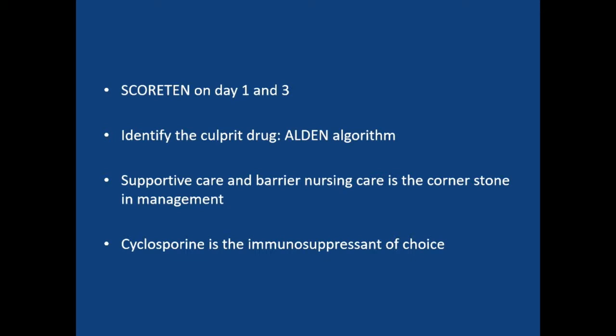It is important to prognosticate these patients: do SCORTEN on day 1 and 3, identify the culprit drug, and follow the ALDEN algorithm. Supportive care and barrier nursing is the cornerstone in management. And if you have to use an immunosuppressant, cyclosporine is the drug of choice.